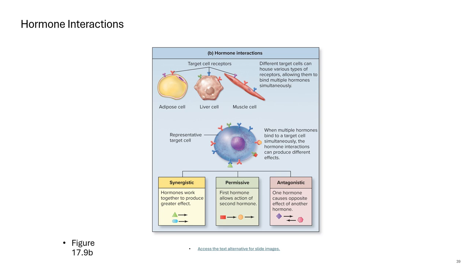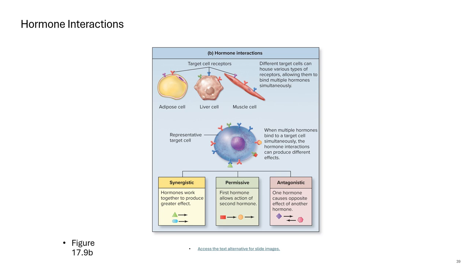And then antagonistic is simply two hormones that have opposite effects. So one hormone causes the opposite effect of another. A really great example of this is insulin and glucagon, right? So insulin is a hormone from the pancreas. It's going to stimulate the uptake of glucose from the blood, right? So it's ultimately going to lower blood glucose levels.